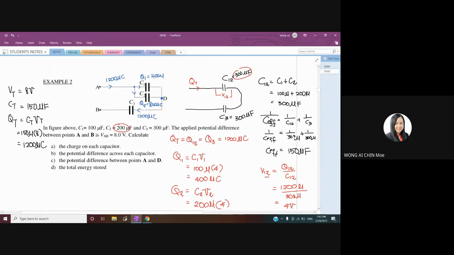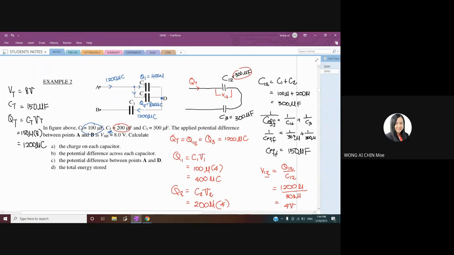Okay, so why this one 400? C1 can only keep 400 micro, because if you compare the capacitance storage, C1 is smaller, 100 microfarad. So that's why it can only store 400 microcoulomb. Whereas for your C2, the storage is bigger, it's double, 200 microfarad. That's why you can store 800 microcoulomb charges, because the storage is bigger.